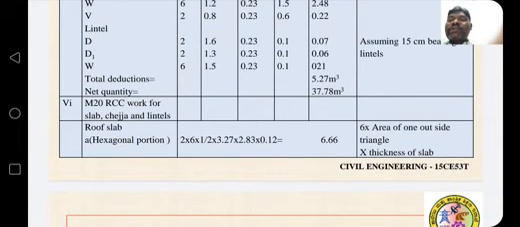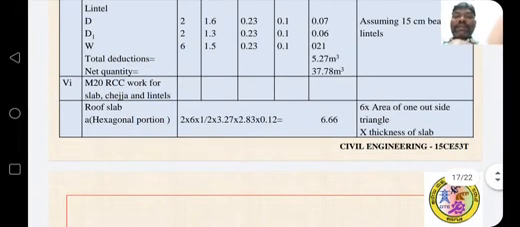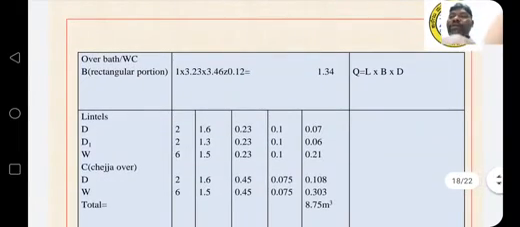M20 RCC work for slab, chajja and lintel. RCC roof slab, a hexagonal portion: 6 into area of one outside triangle into thickness of slab, 2 into 6 into half into base into height into 0.12, is equal to 6.66. Over bath and WC, rectangular portion, 1 into 3.23 into 3.46 into 0.12 is equal to 1.34.